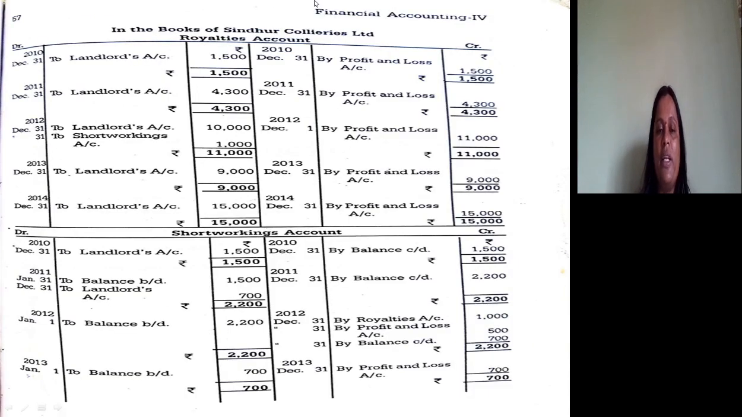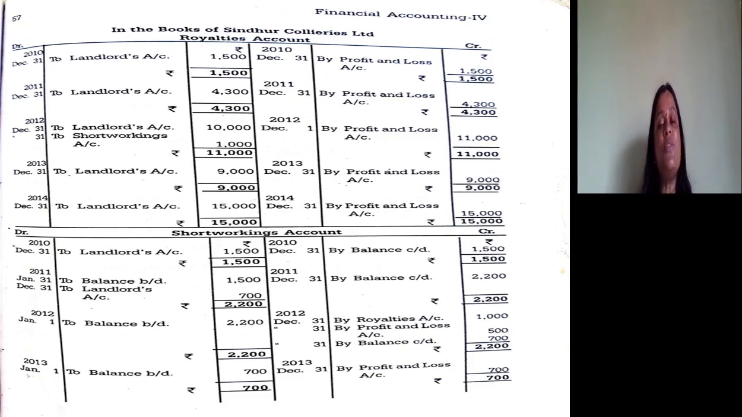Immediately we should go to royalty account at the end of the first year. Royalty account debtor to landlord 1500, short working account debtor to landlord 1500. This is how to pass the due entry. The due entry will create an impact on three accounts.